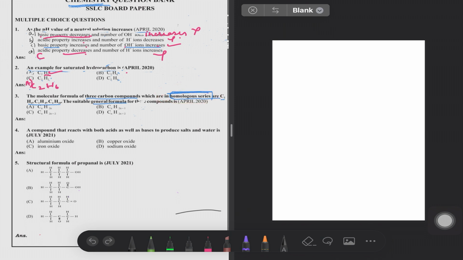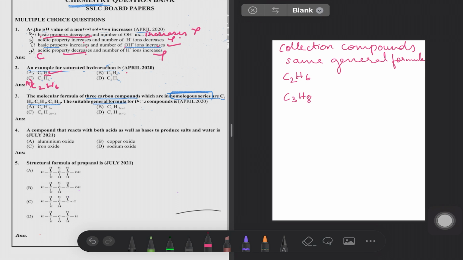A homologous series is a collection of compounds with the same general formula. The given compounds are C2H6, C3H8, C4H10. So which is the general formula which is going to satisfy?